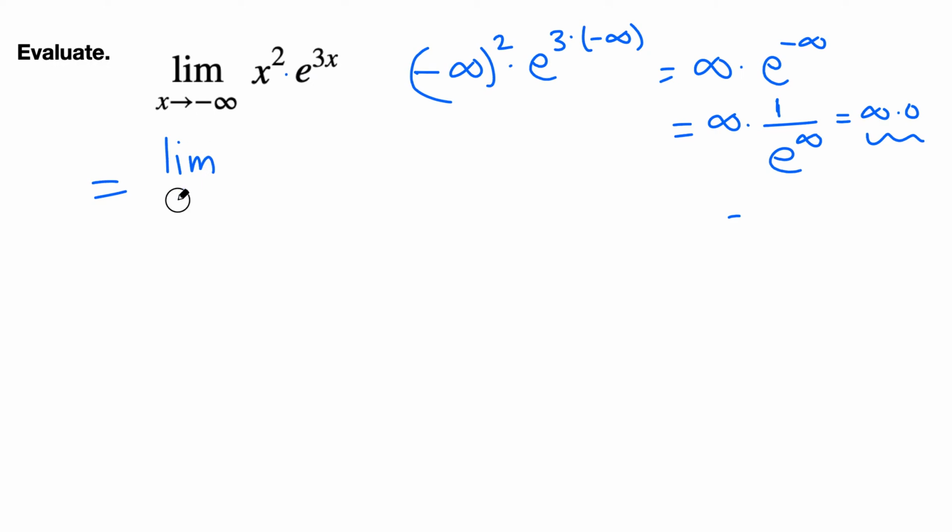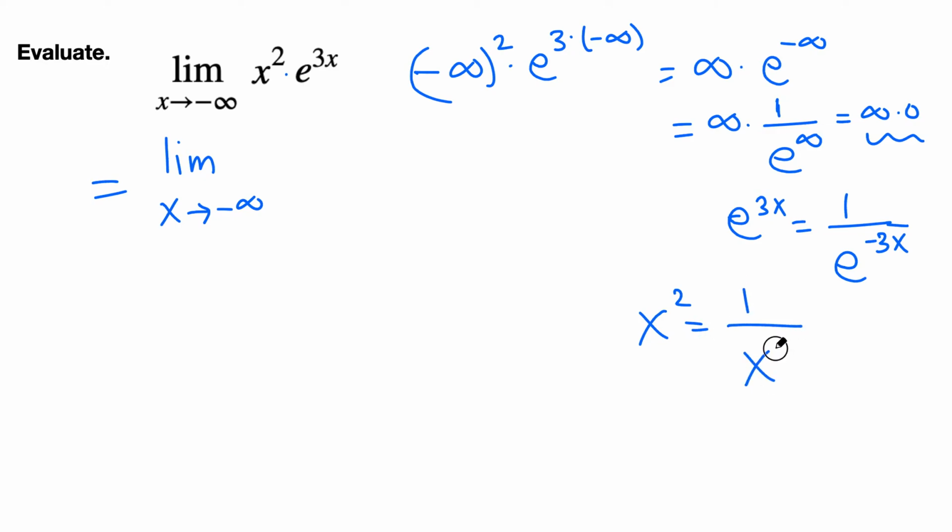So limit x going to negative infinity. Here is e raised to 3x. We can put 1 over e raised to negative 3x. That's one way. Or for x squared, we can make it 1 over x to the negative 2 as well, same thing. Maybe let's do the exponential. I want to keep x squared on the top, and e raised to 3x we put on the bottom, that's e raised to negative 3x.